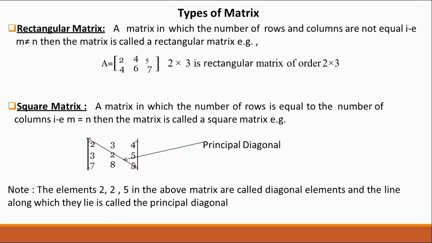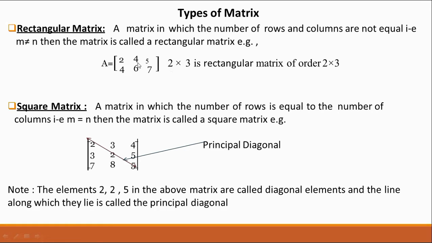Now some special types of matrix. Number 1, a rectangular matrix. What is a rectangular matrix? A matrix in which the number of rows and columns are not equal is called a rectangular matrix. If m does not equal n, meaning if the number of rows and number of columns are not equal, then the matrix will be a rectangular matrix.